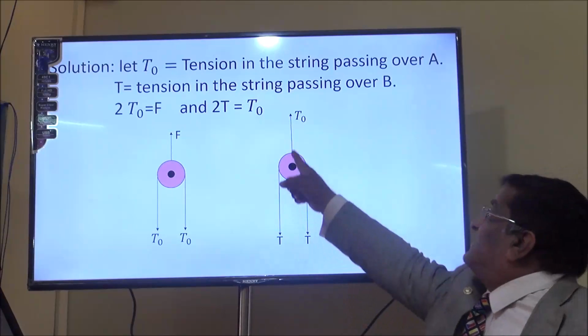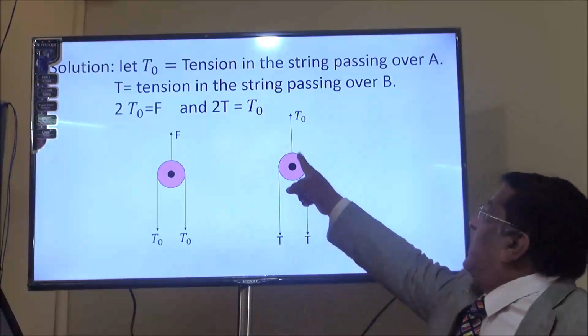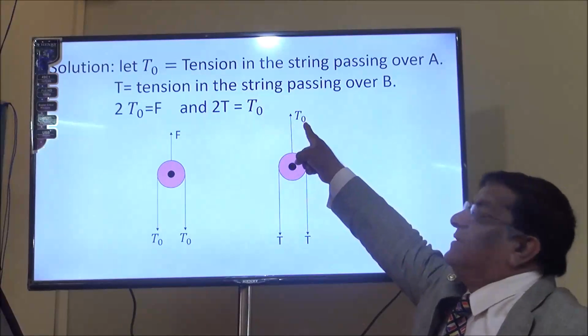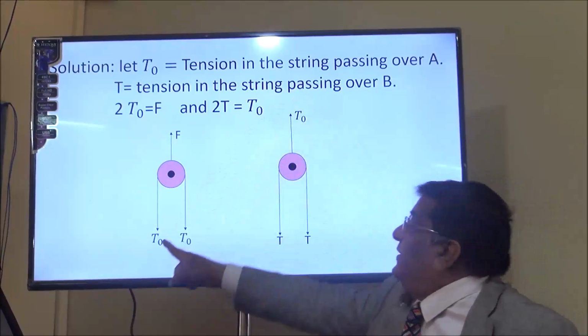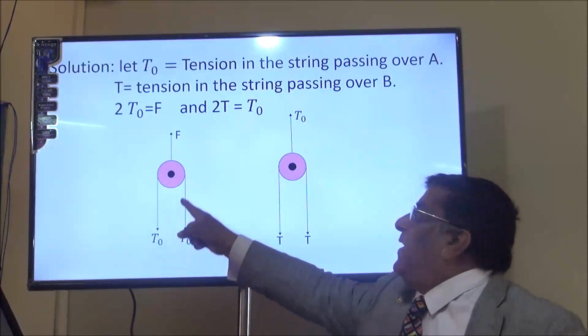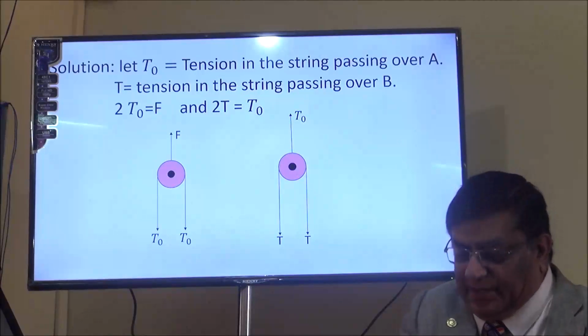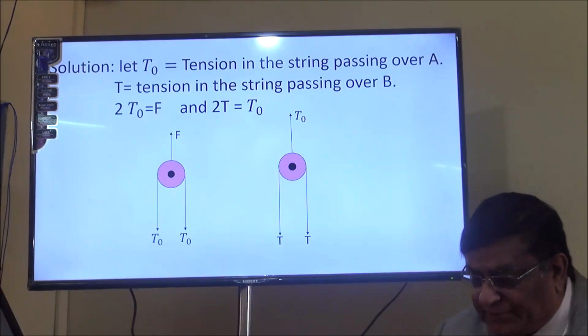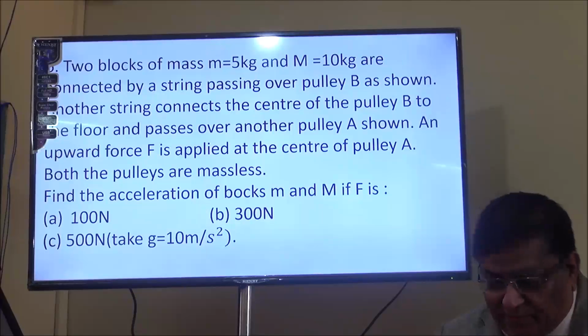T. Now this is connected with the other pulley. How much is the connection tension? T naught. This T naught is connected to another pulley here, and we are applying a force here. So this is how the pulleys are connected and what we are supposed to find out.